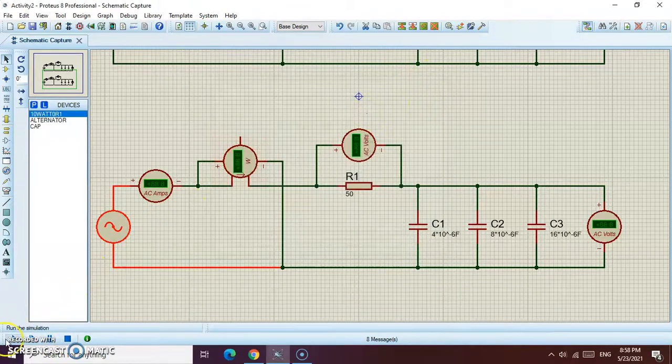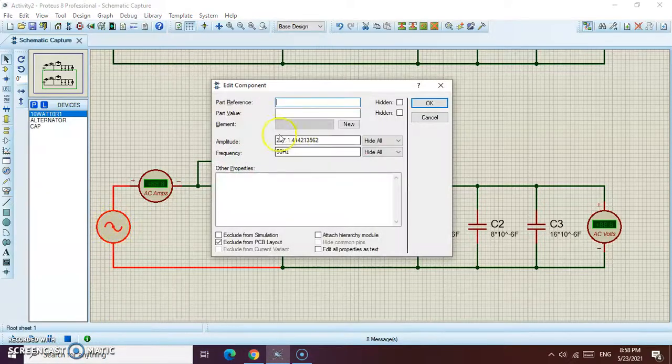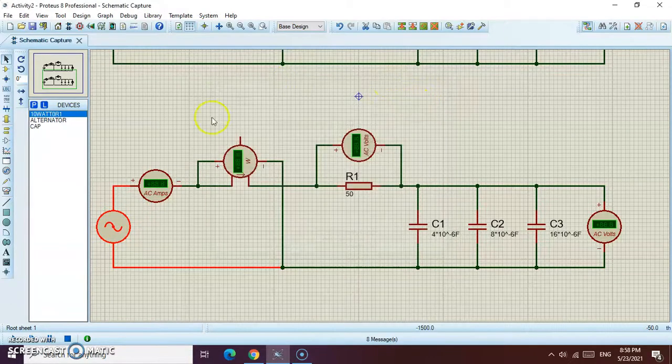Then we also simulate it and wait some time until all the meters get a stable reading. We record it down, and then we just repeat this step by changing the AC power supply to 30, 40, 50 until 100, and that's all for activity 2.